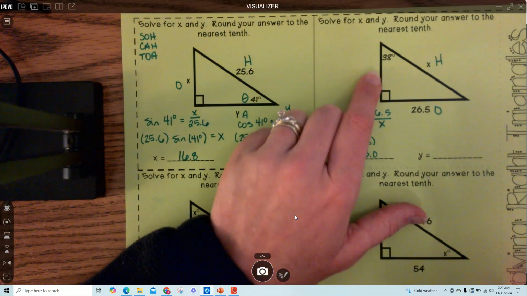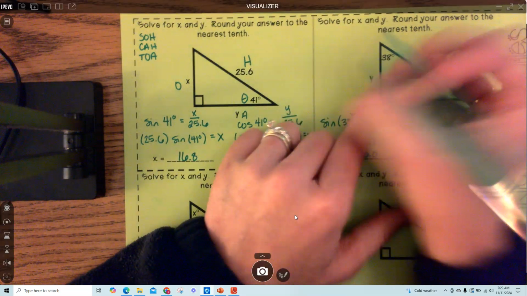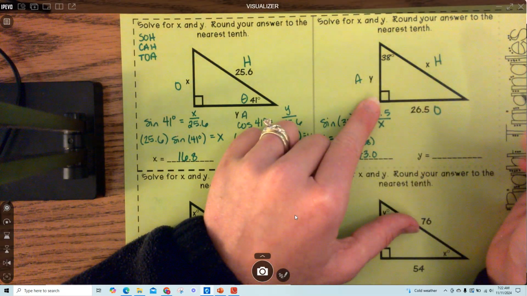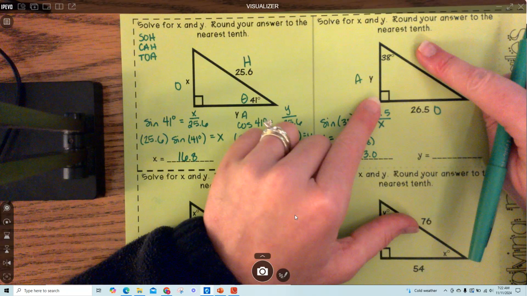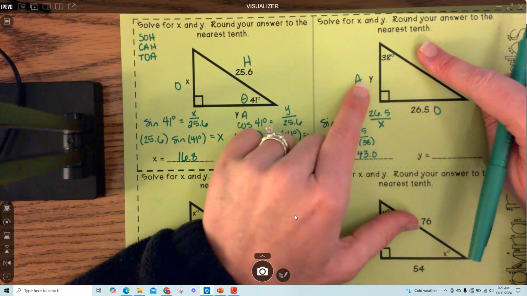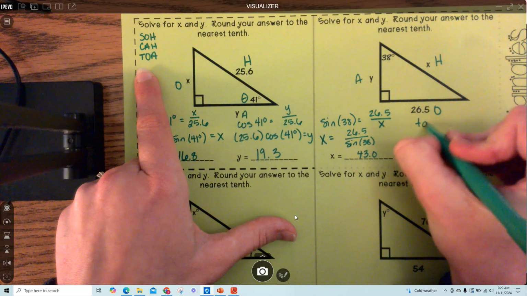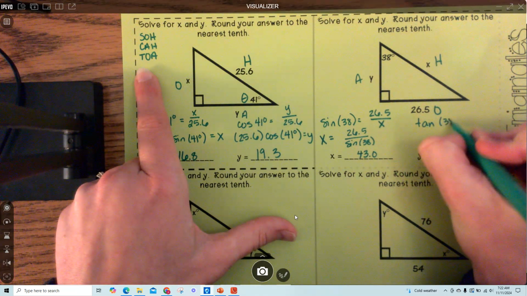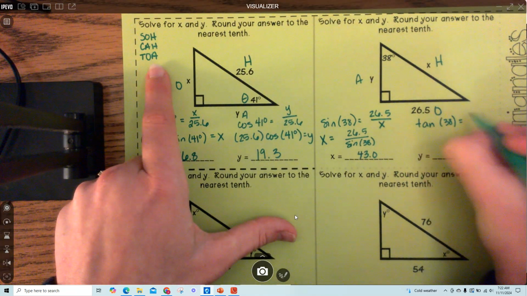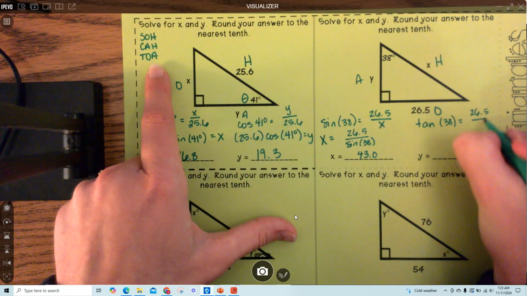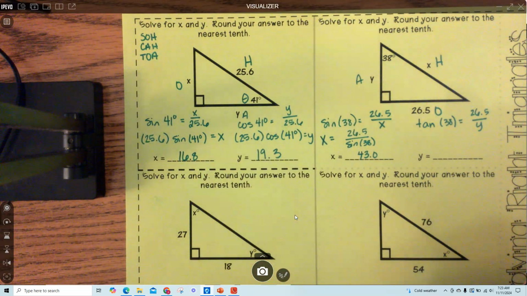All right, angle y is an adjacent side. Okay, and again, I don't want to use that value I just found. So I have opposite and adjacent. So for this one, I'm going to use tangent. So I have tangent of 38, and opposite goes on top, adjacent, which is y, goes on bottom.